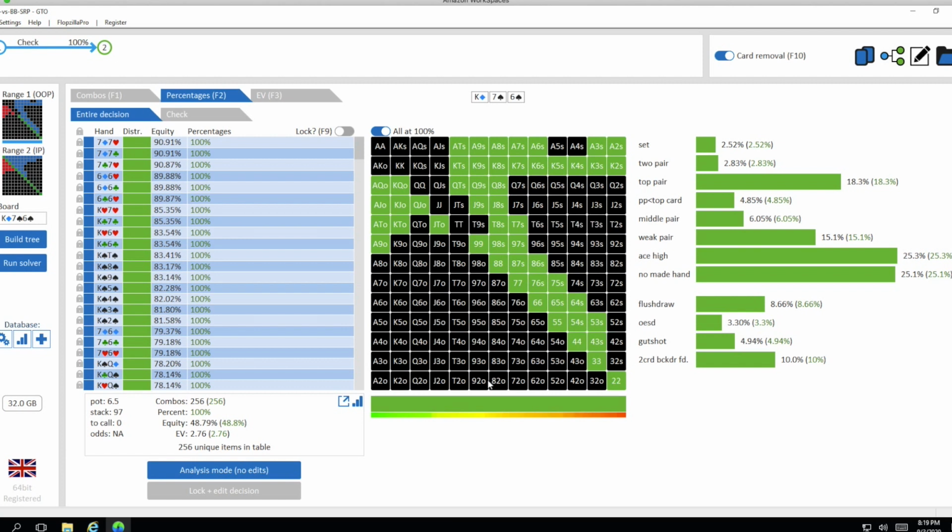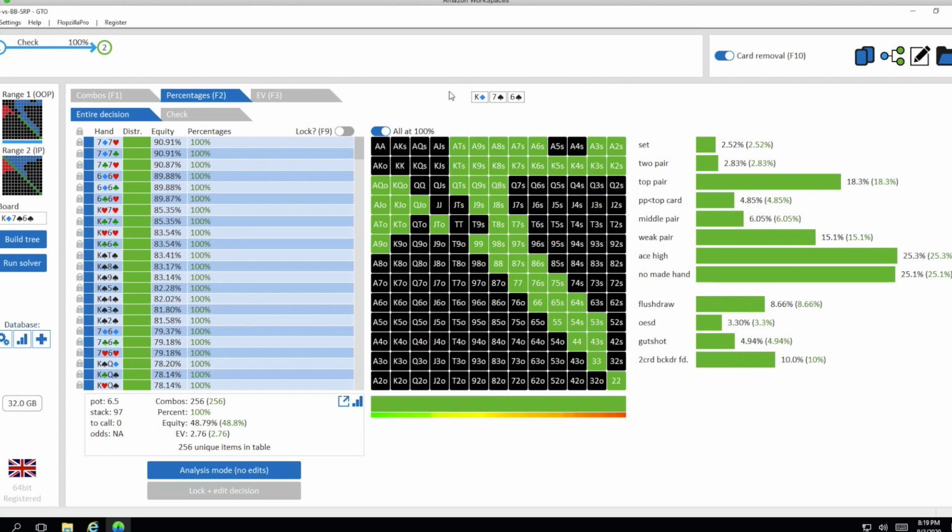What's up, guys? So today we're going to be analyzing a single raised pot scenario with the cutoff open raise versus a big blind flat on a king 7-6 two-tone board. Now, one thing to note is that this is definitely not a board where the cutoff is going to be c-betting his entire range into the big blind.